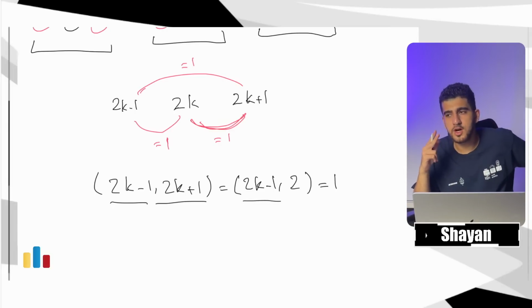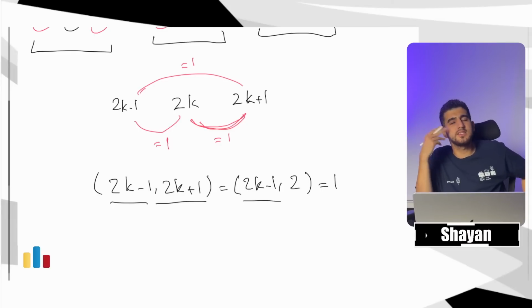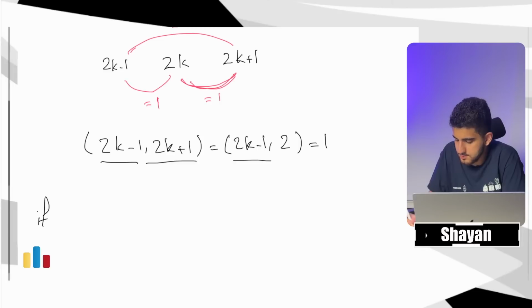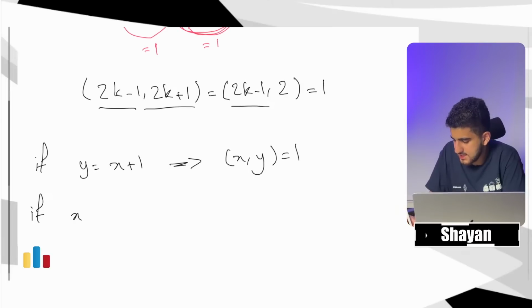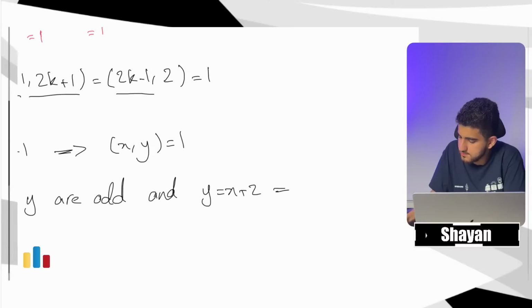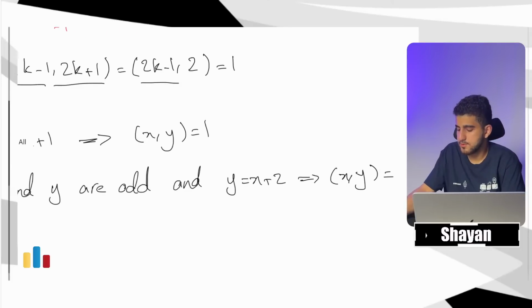In other words, if you consider 2 consecutive odd numbers, their GCD is always 1. So the point is that if y is equal to x plus 1, then GCD of x and y is 1. If x and y are odd and y is equal to x plus 2, also GCD of x and y is 1. So these are the two things that we proved.